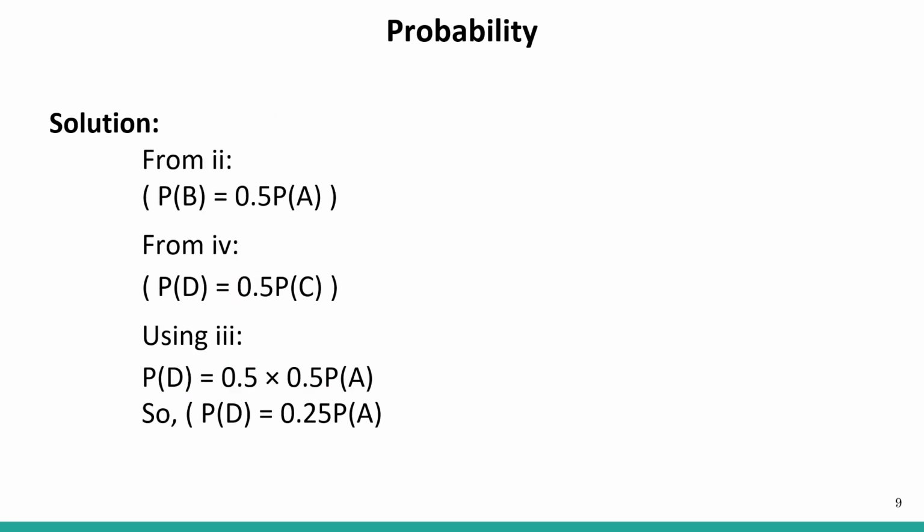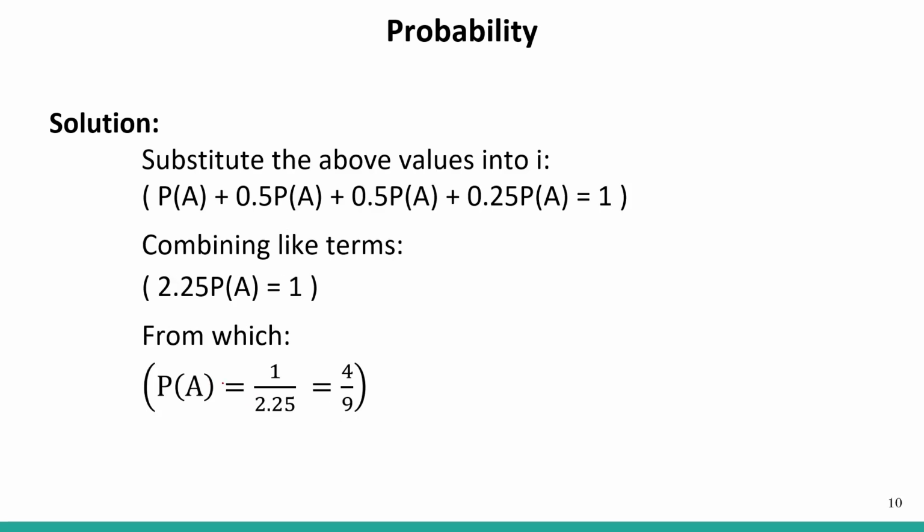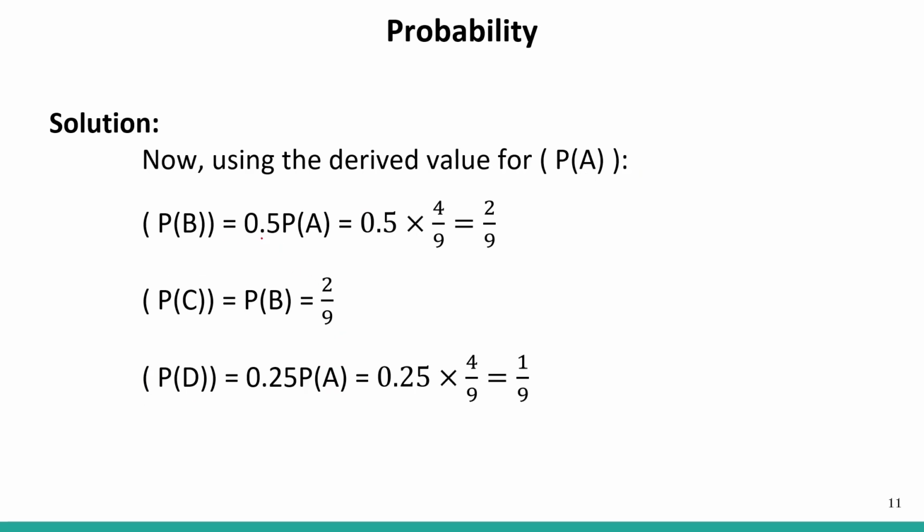From the second condition, probability of B is equal to 0.5 into probability of A. From the other condition, probability of D is equal to 0.5 into probability of C. So probability of D is equal to 0.25 probability of A. So probability of A will be equal to 1 by 2.25, that is equal to 4 by 9, because if we substitute those values, probability of A plus 0.5 into probability of A plus 0.5 into probability of A plus 0.25 into probability of A equals 1. So probability of A will be equal to 4 by 9. The probability of B will be equal to what?